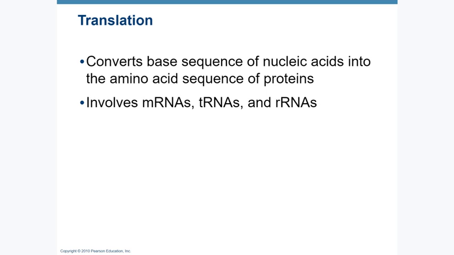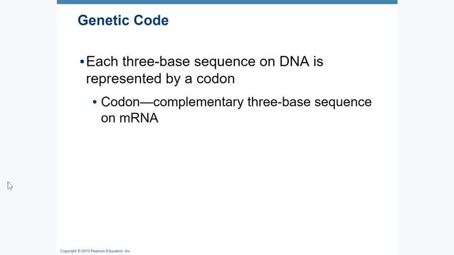So then we move over to translation, and this is where we convert the base sequence of nucleic acids from mRNA into an amino acid sequence of proteins. So it translates from nucleic acid to amino acid, and this involves all 3 types of RNA. Each 3 base pair sequence on DNA is represented by a codon. And a codon is a complementary 3 base sequence of mRNA. So each 3 base sequence of mRNA is going to have a complementary codon.